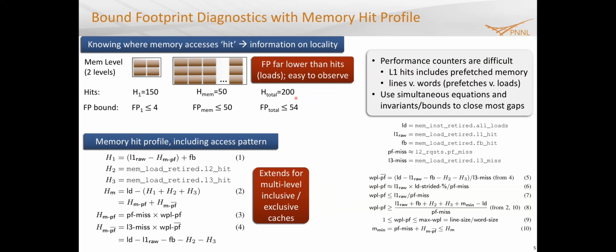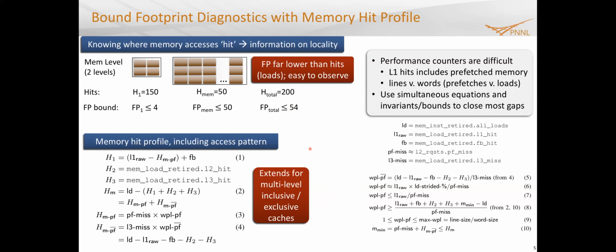Without using any equations, invariants or bounds, we would calculate the footprint as 200. But using the bounds, we bound the footprint of level 1 to 4, since that is the capacity of that cache. And we bound the footprint of the memory to 50, since that's the total number of hits, which is smaller than the capacity. And the total footprint will be bounded to 54 instead of 200. That is way less than 200.